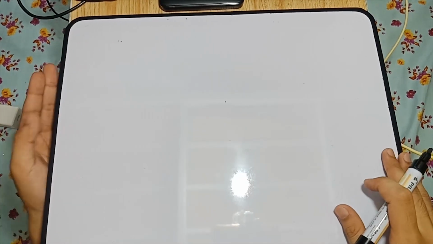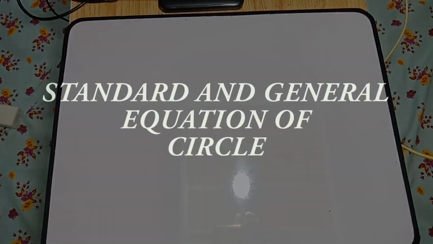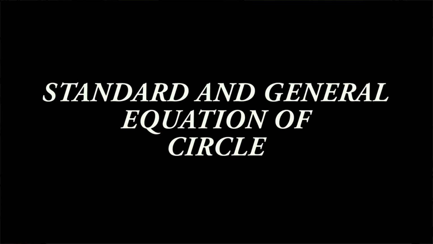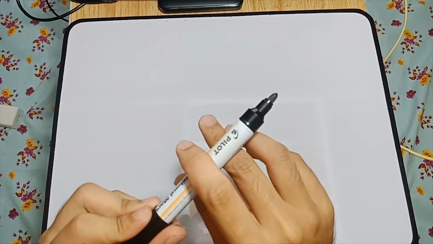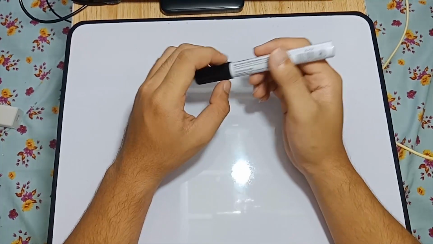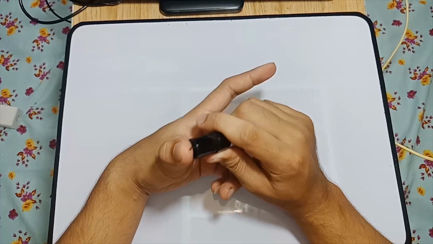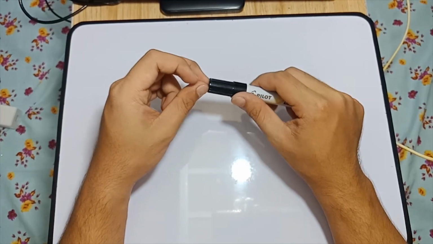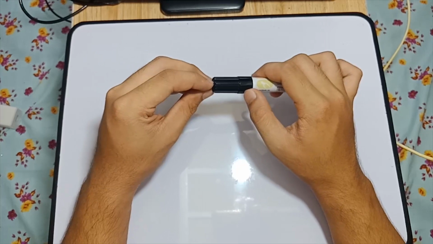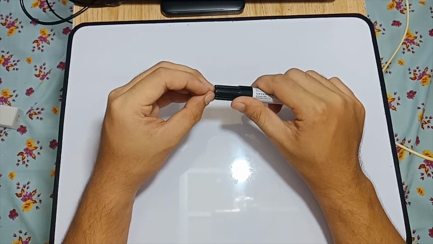At ang ating tatalakayin ngayong araw ay the standard and the general equation of a circle. Ang circle kasi, or kung ano pang mga conic sections ang ating pag-aaralan, meron niyang standard form of equation and general form of equation. So, sa circle, meron tayong standard form and general form.